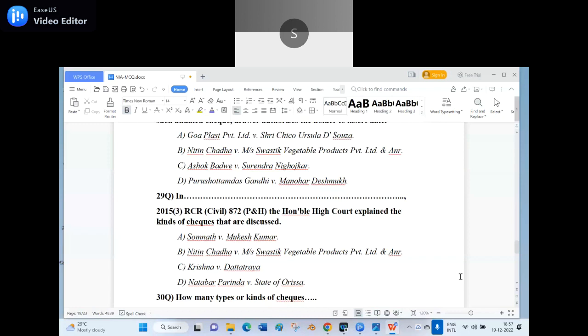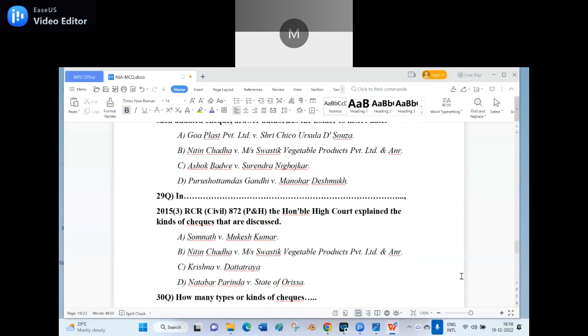Several kinds of checks are discussed in this case. The right answer is B. Nitin Chandra versus Mrs. Swastik Vegetable Product Private Limited and another. Variety of the checks are discussed in this case.